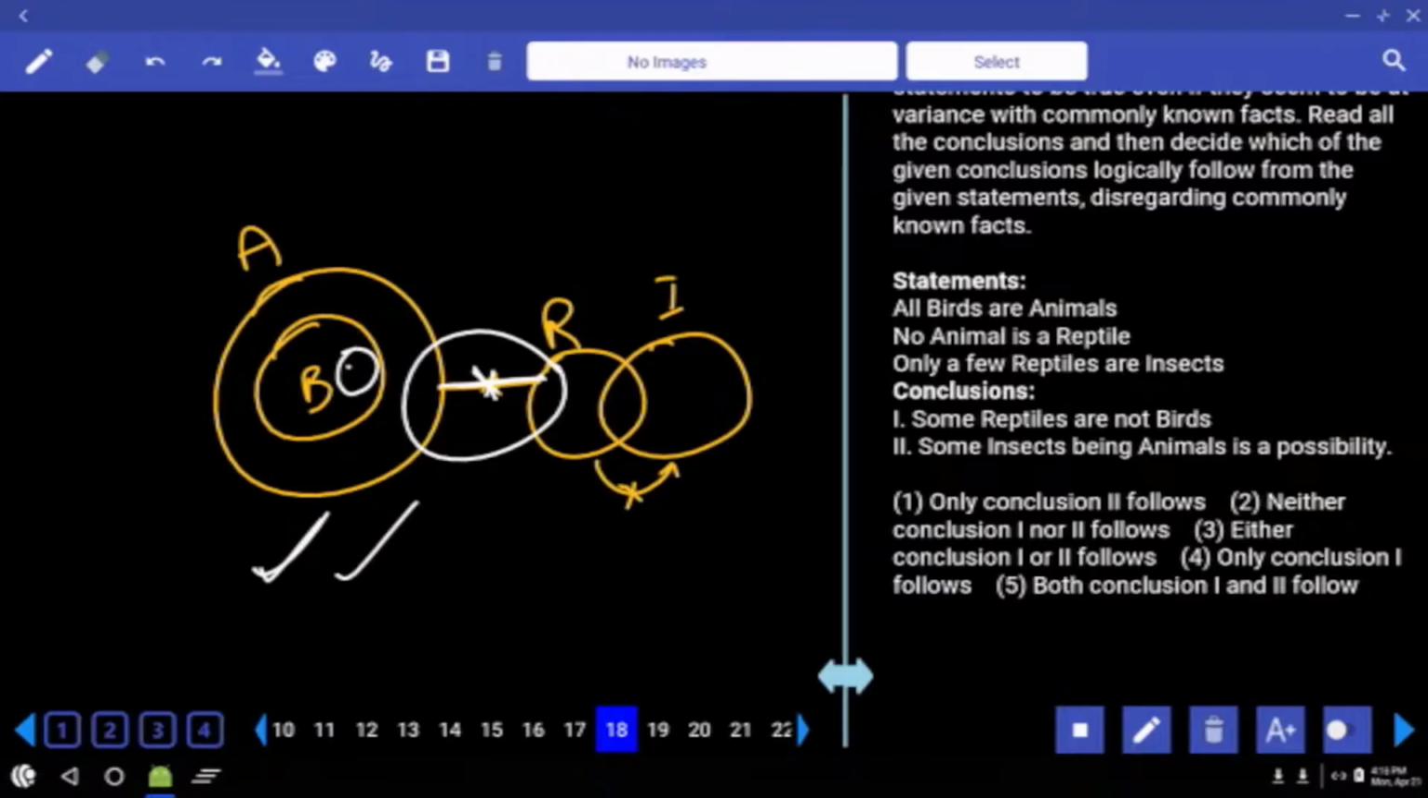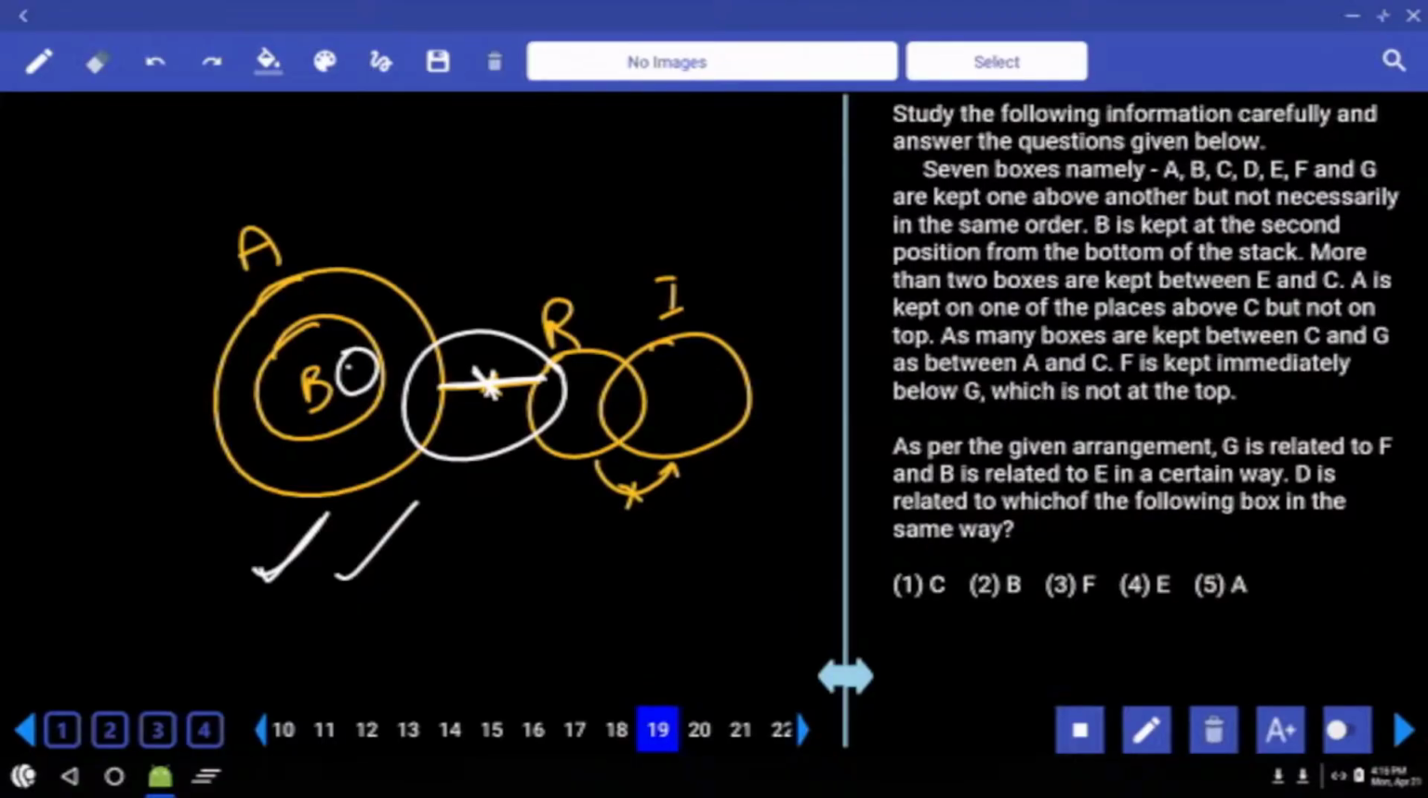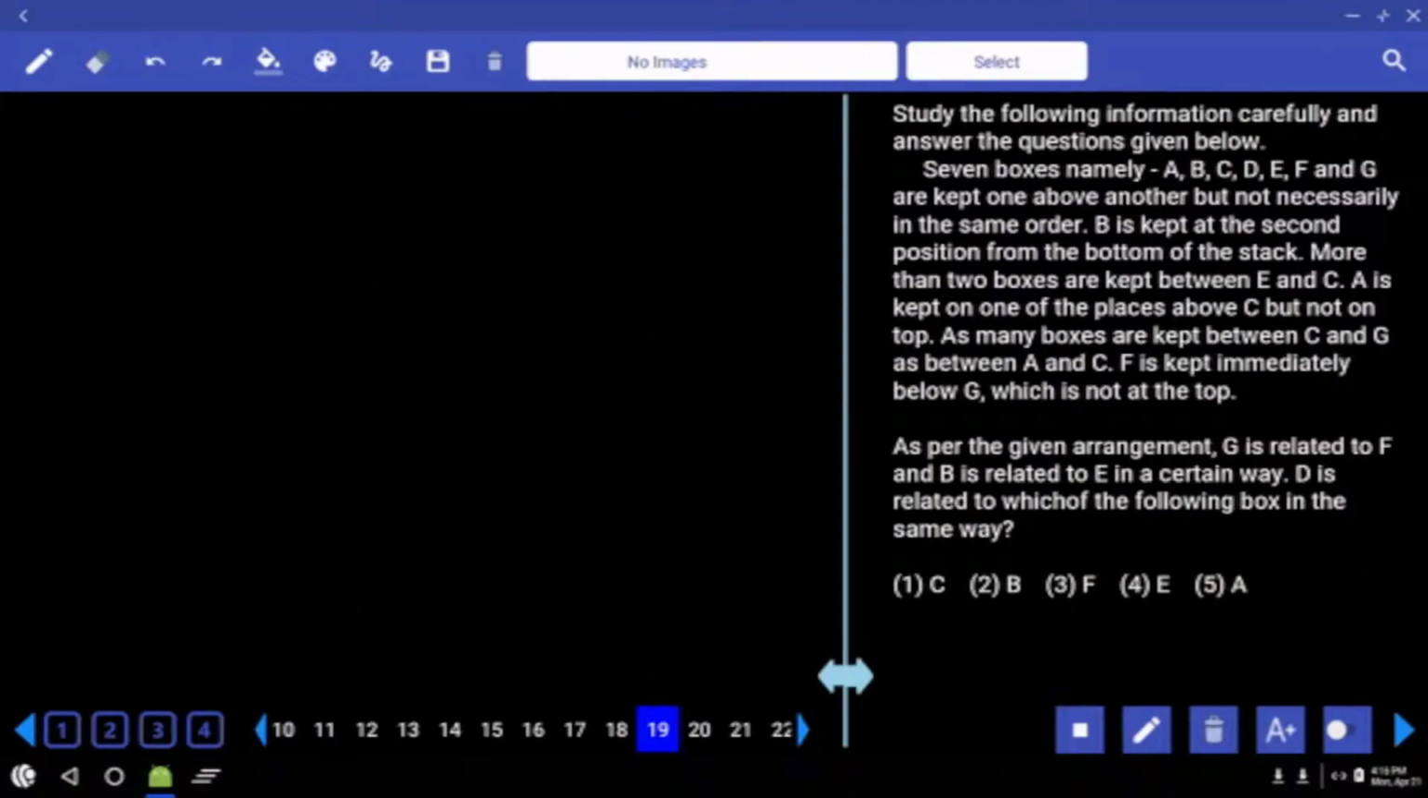Next one, 19 onwards. 7 boxes were there. No parameter added. First or the second priority? First priority. P is kept second from the bottom, definitely under the first priority. Then how should we give the numbering? 1 2 3 4. Why was this numbering given here?